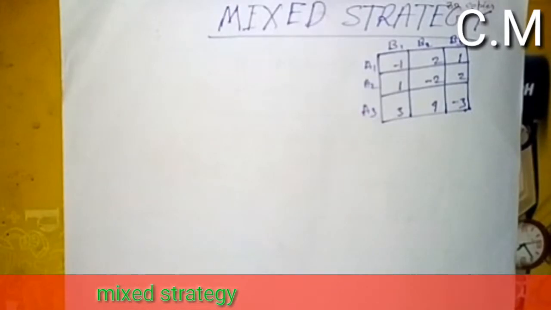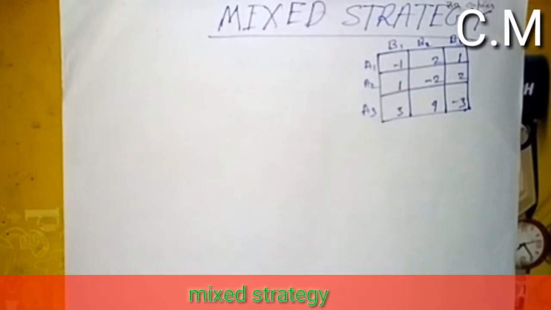Friends, today I'm going to discuss mixed strategy in game theory. We all know when mixed strategy is applied: when we fail to determine the saddle point in the simple process, then we proceed to the mixed strategy. Mixed strategy is applicable only for an m cross m matrix, meaning a 2 cross 2 matrix, 3 cross 3 matrix, and so on.